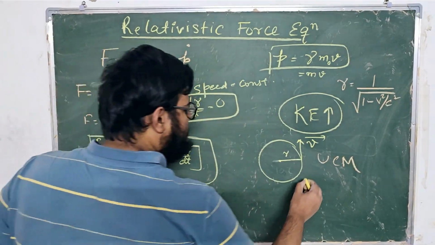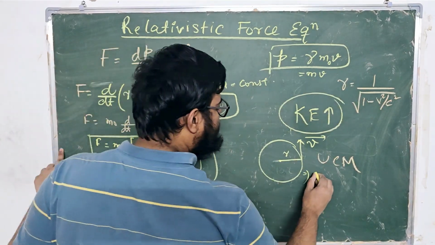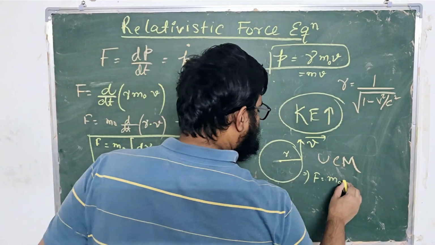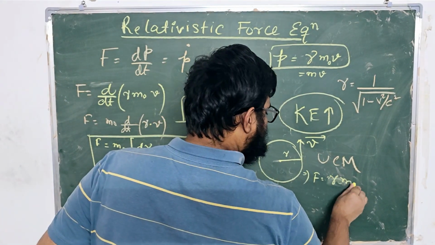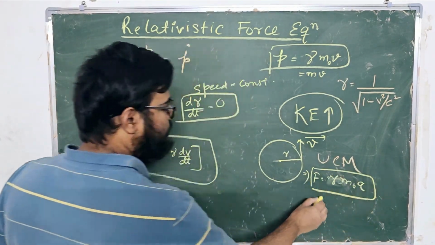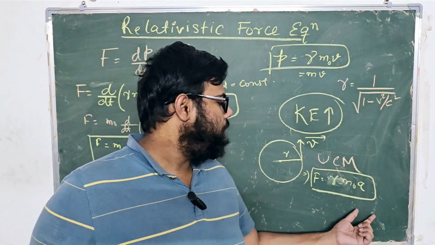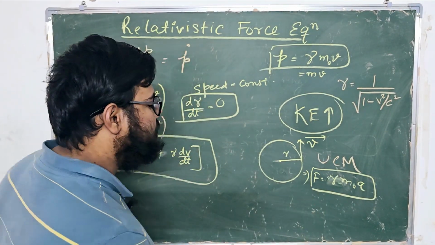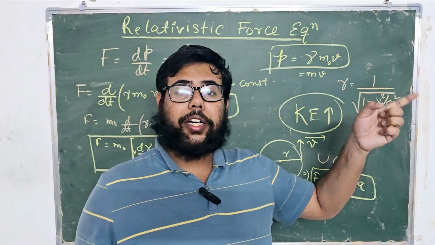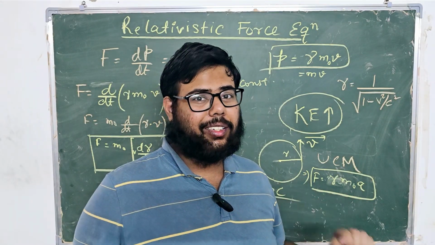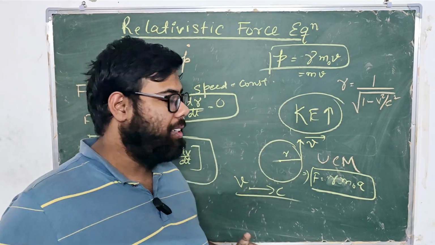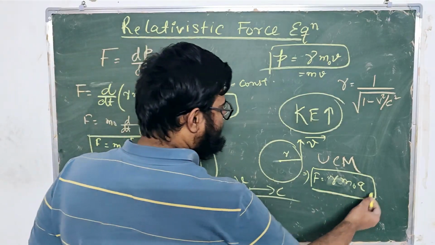So for UCM, F turns out to be m naught. This term will vanish, so it will be gamma times m naught times dv by dt. Dv by dt, you say it as normal acceleration, okay? So from here you can clearly see that as velocity approaches the speed of light, the force will tend towards infinite force, right? So as the velocity is increasing, the force is not constant anymore, it is increasing. You can clearly see from this expression, right?